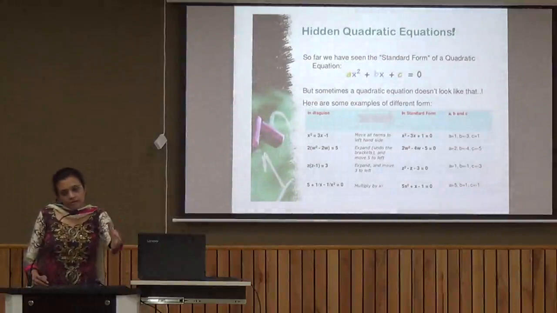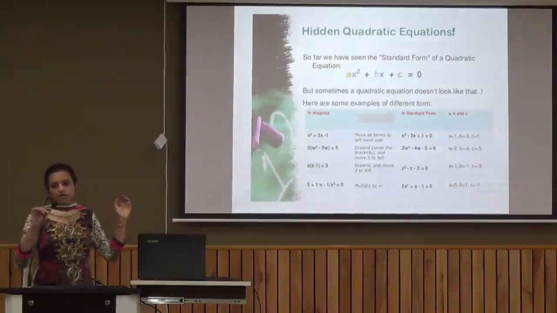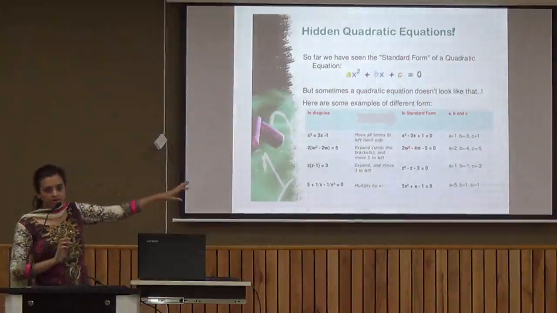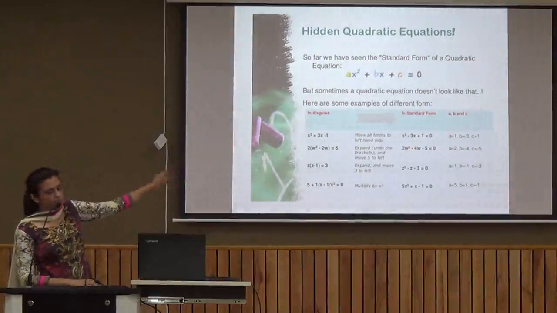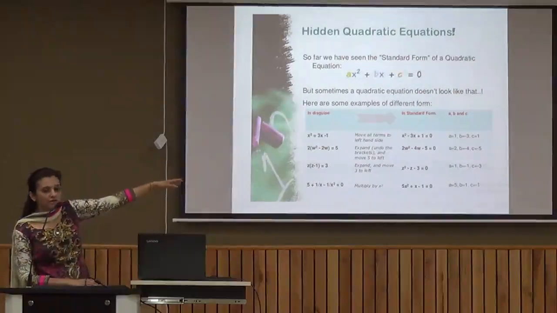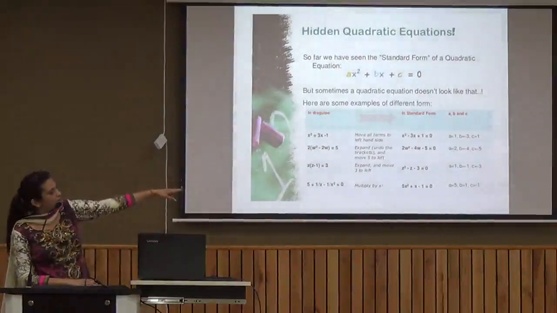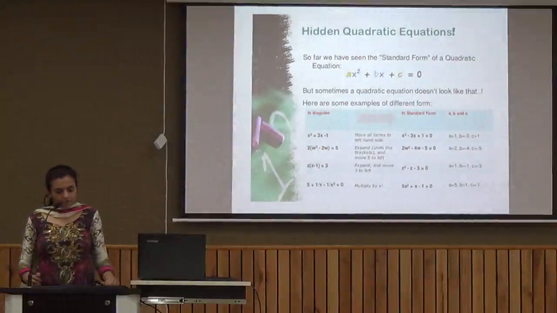The only solution is to keep everything to the left and put only an equal to 0 on the right. That is, move all the terms to the left-hand side, and in standard form it becomes x squared minus 3x plus 1 equal to 0. Does it look like a quadratic now? Yes, wherein a is 1, b is minus 3 and c is 1. Then move on to the next.